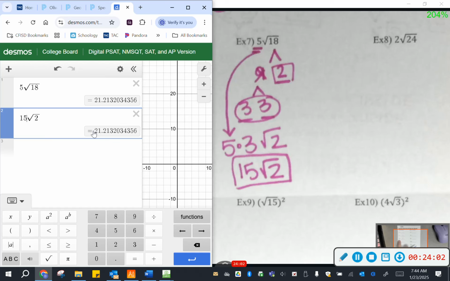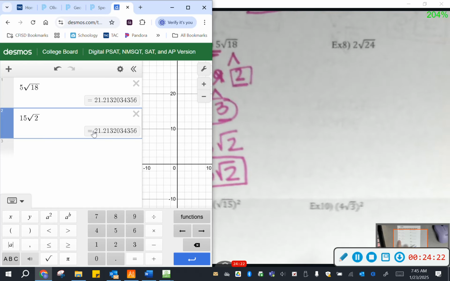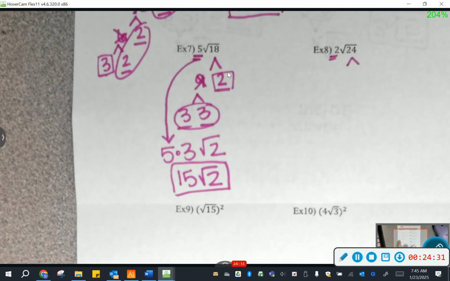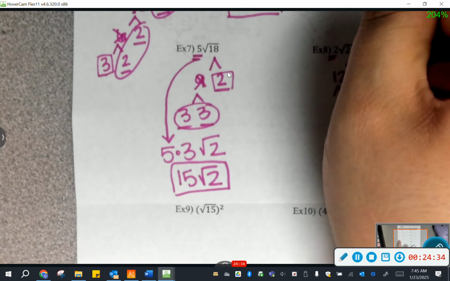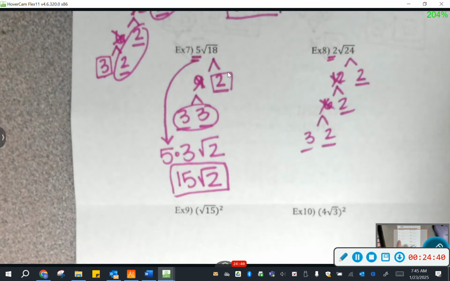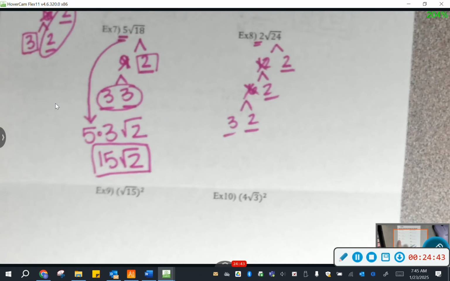Ooh, the next one might be tricky, actually. What's different? Why is this next one tricky? Y'all look up. Actually, I don't want y'all to do this on your own because it is tricky.